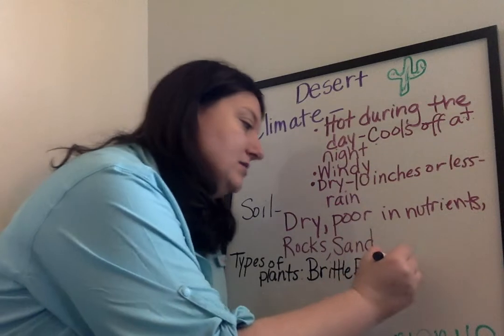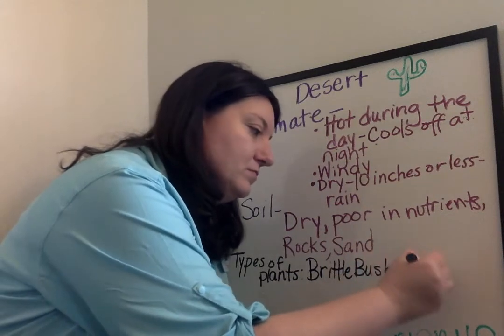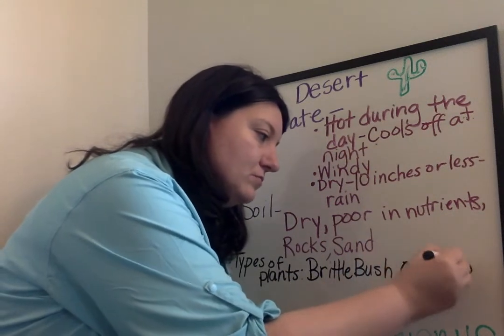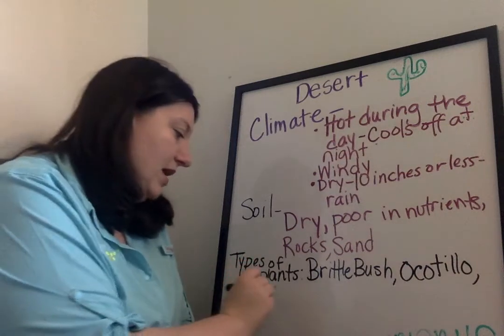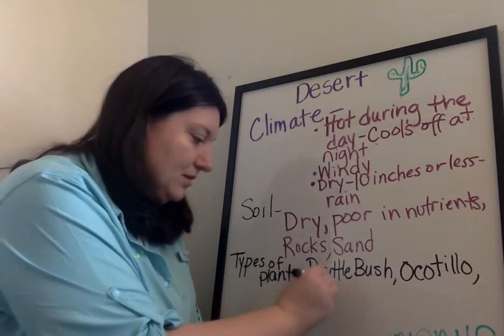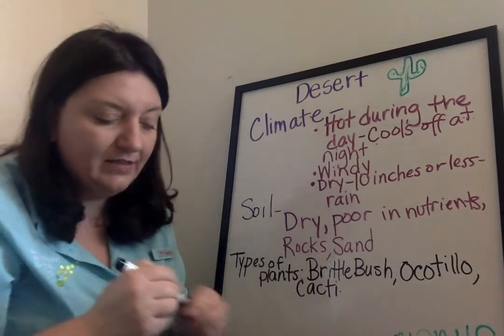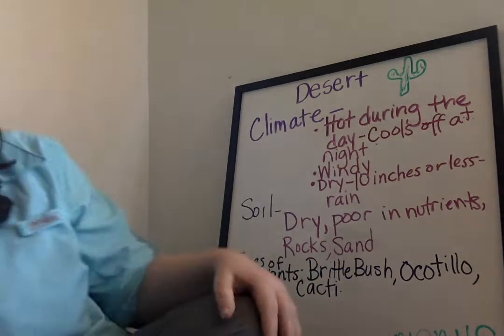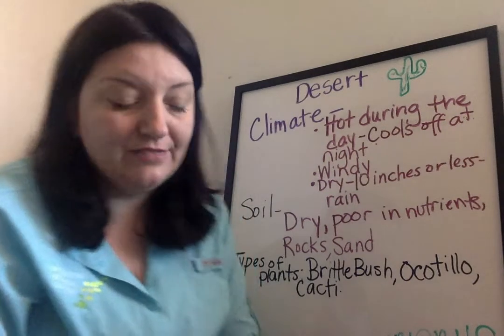Okay, also the ocotillo. And then we also have cacti. Lots of different kinds of cacti. Remember we said the saguaro and the prickly pear and the organ pipe. So lots of different kinds of cactus.